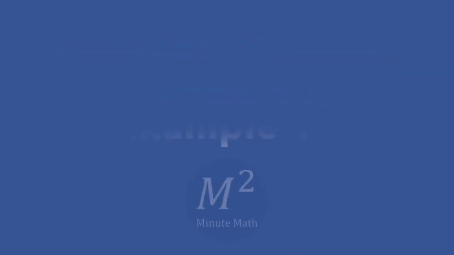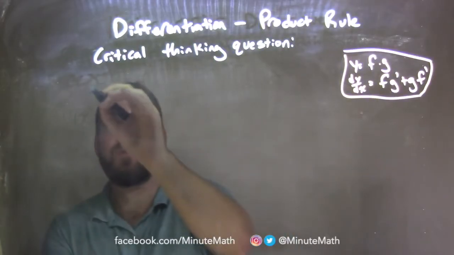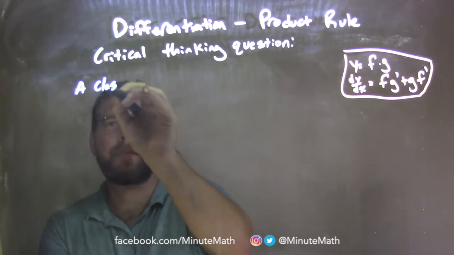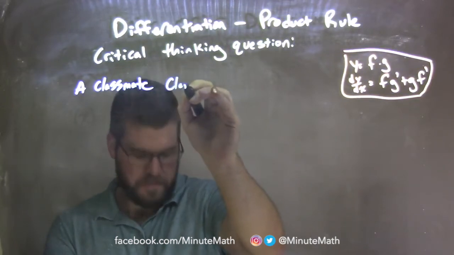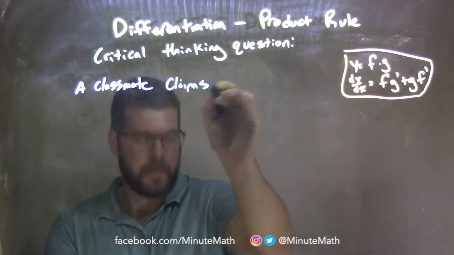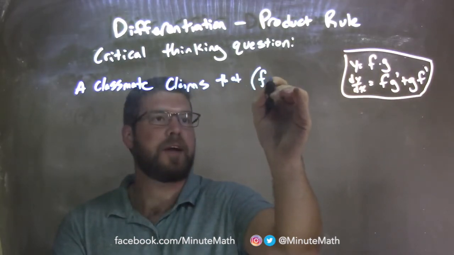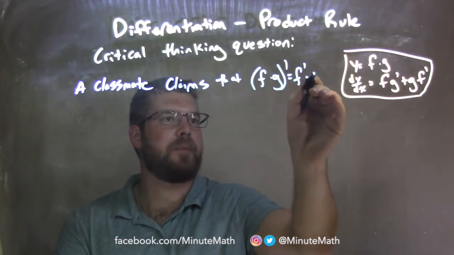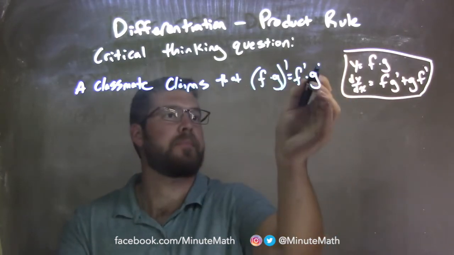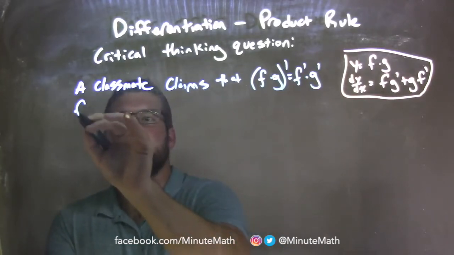So if I was given this question, we have a classmate. Our classmate claims that (f times g) prime is equal to f prime times g prime. Okay? So he's kind of changed what he thinks the product rule was, for any functions f and g.